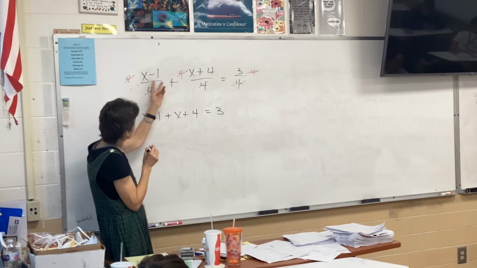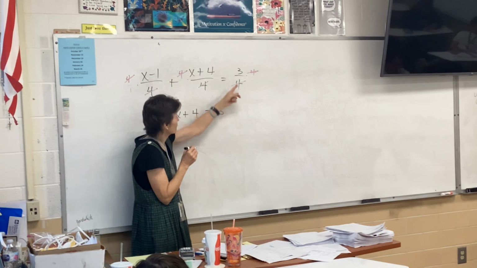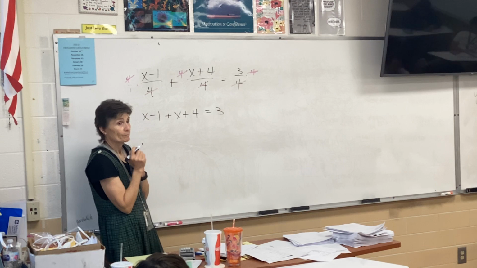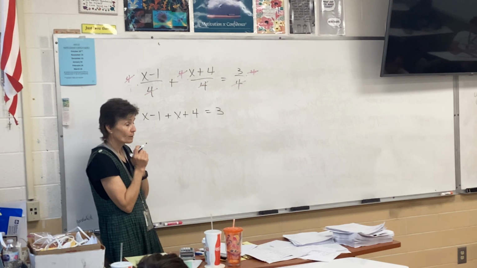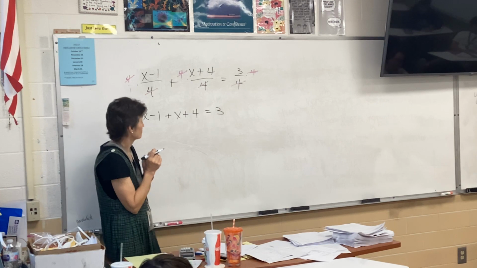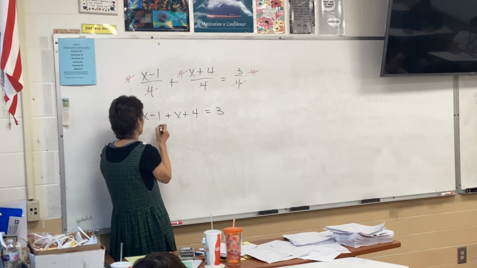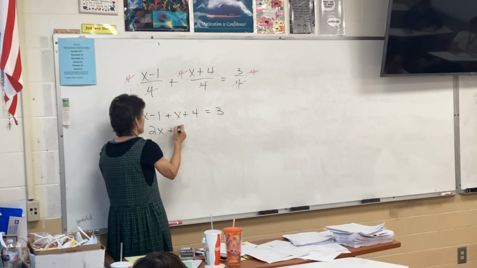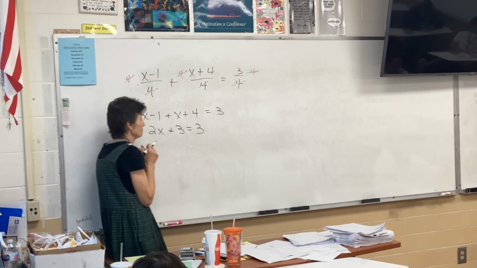Everything's gone. We have x minus 1, we have x plus 4, and we have 3. That's all that's left. So what do we do now? We have 2x plus 3 equals 3.